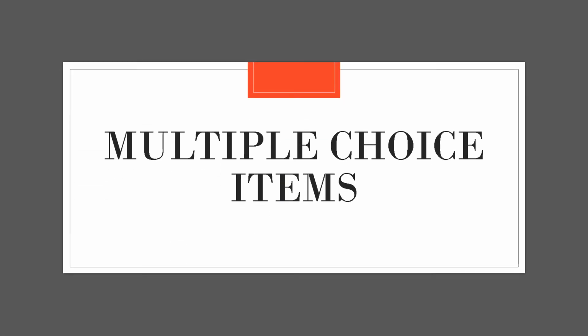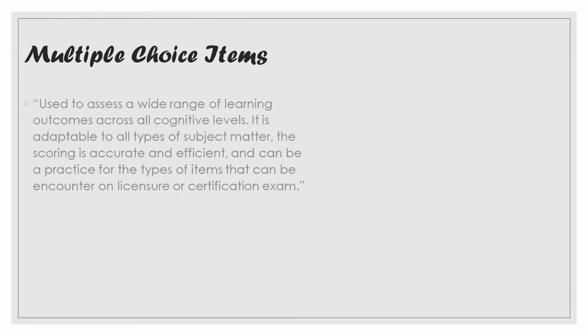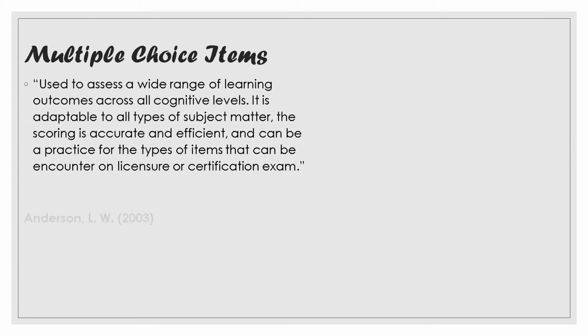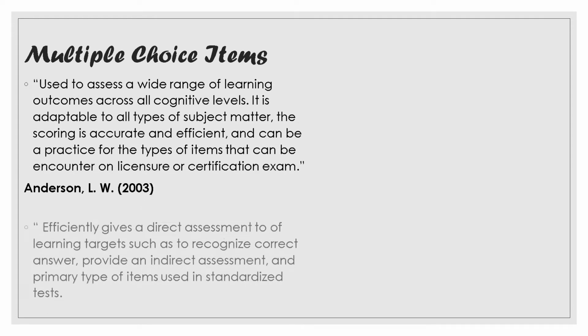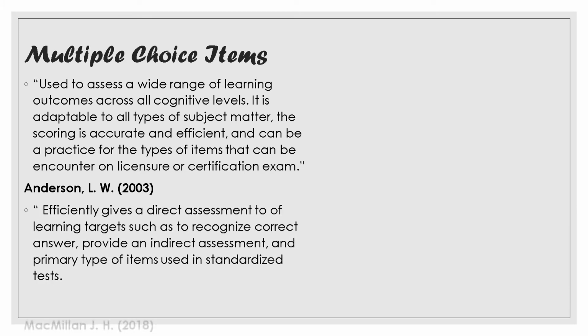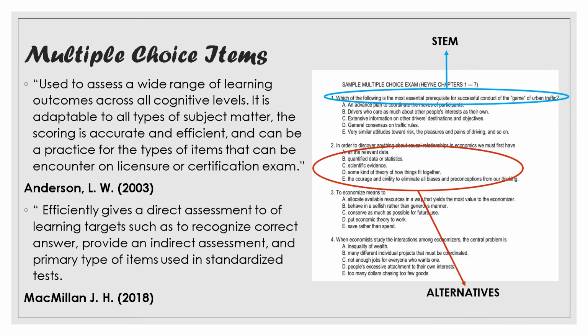First on the selected response assessment is the multiple choice items. As stated by Anderson and Macmillan, this type of item is used to assess a wide range of learning outcomes or targets in all cognitive levels, adaptable to all subjects, can provide indirect assessment, and can be practiced for standardized tests. Multiple choice items consist of the stem, which is the question or incomplete statement, and the alternatives, which consist of one correct answer and distractors.